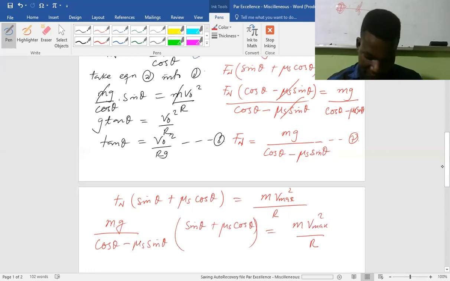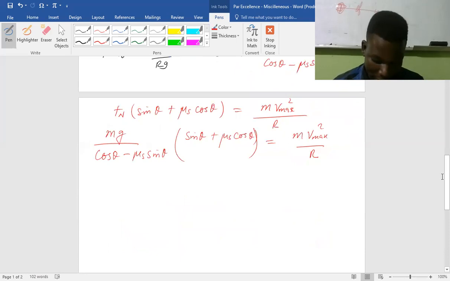I believe you are following through. Okay, so we can see here from this equation that M and M can go like that. And then we want to have V max alone as the subject of the formula.